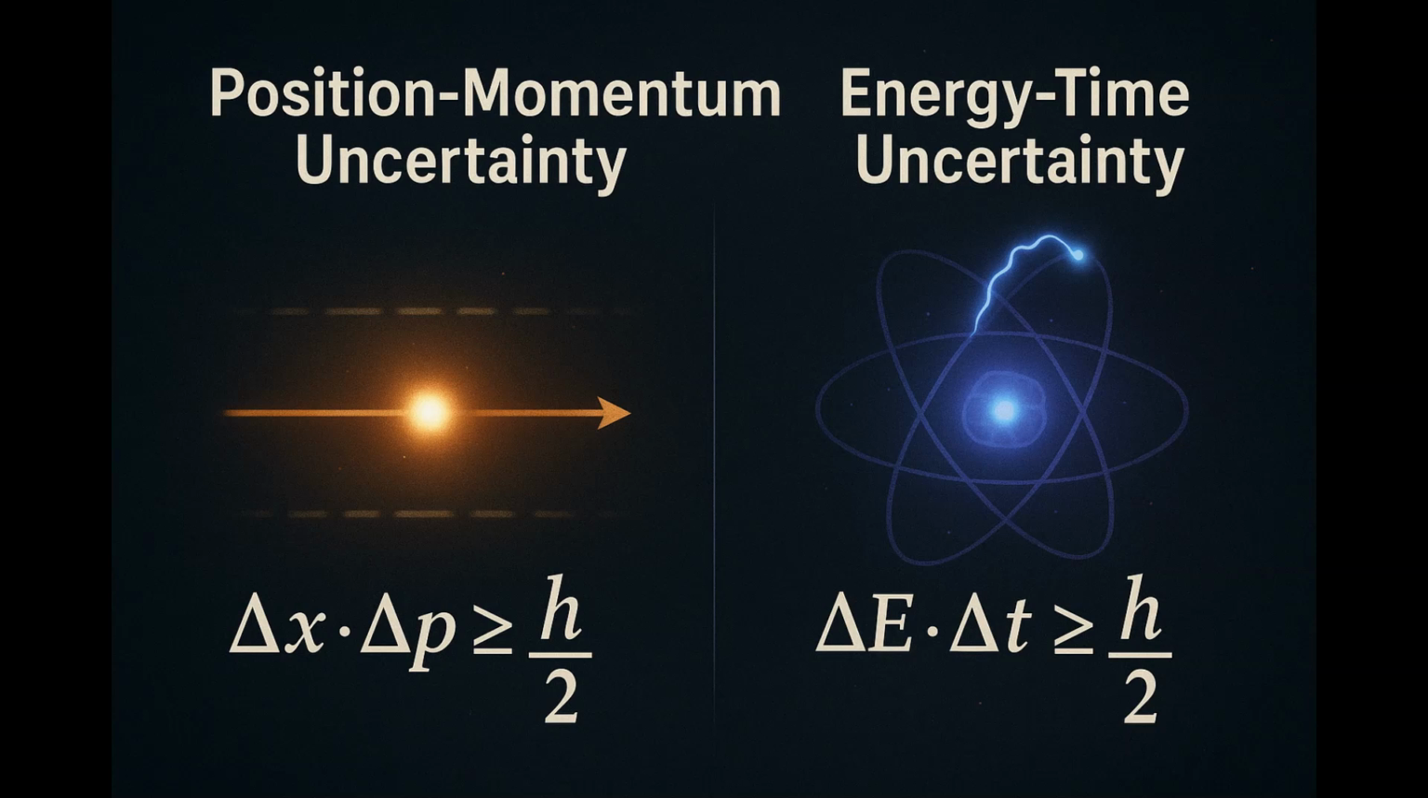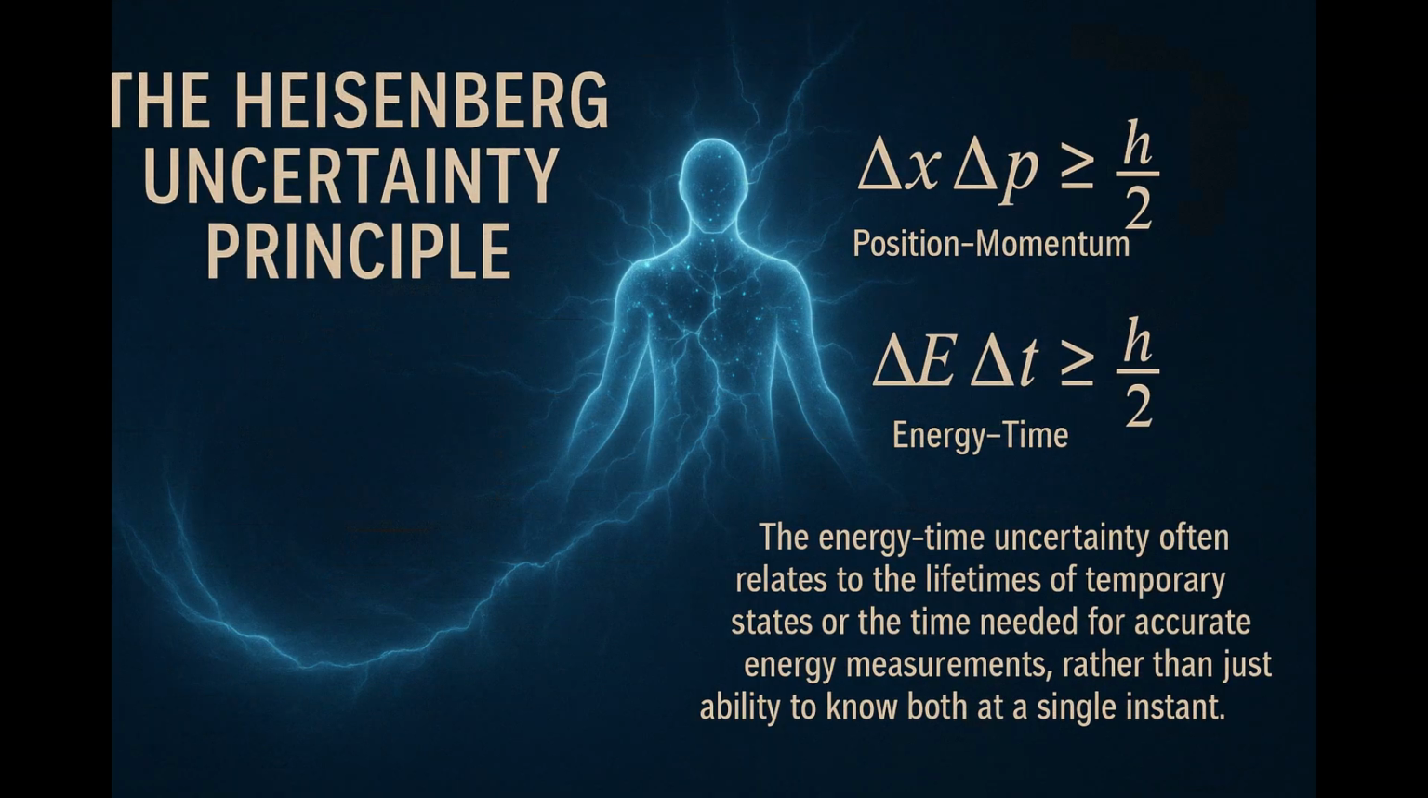That is, how fast it's moving and in what direction. The more precisely you know where a particle is, the less precisely you can know how fast it's moving. And the more precisely you know how fast it's moving, the less precisely you can know where it is. This isn't just a matter of poor instruments. It's a built-in feature of nature itself.